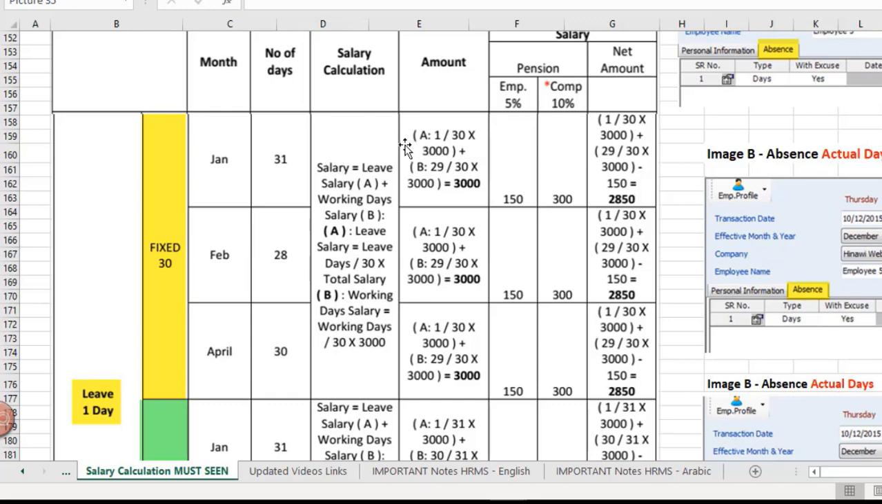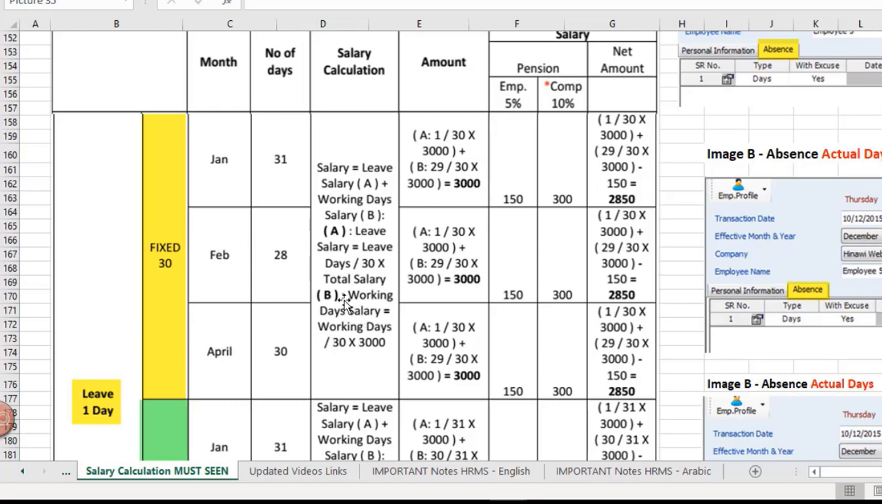Let's apply this to January of fixed 30 days. So part A here is the leave days, which is 1 day of leave, divided by 30 because it's fixed 30 days, multiplied by 3,000 because we're talking about a total salary of 3,000. This is part A. Now what is part B? It's 29, because let's say 1 day of leave was taken, so how many days are left? 29 days.